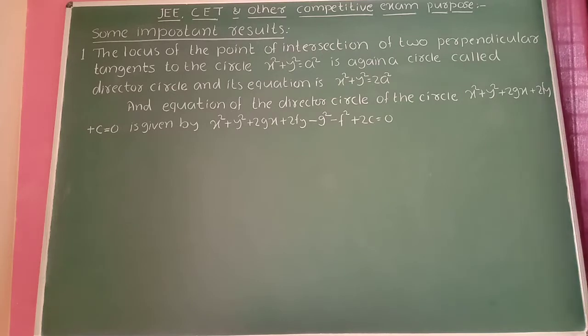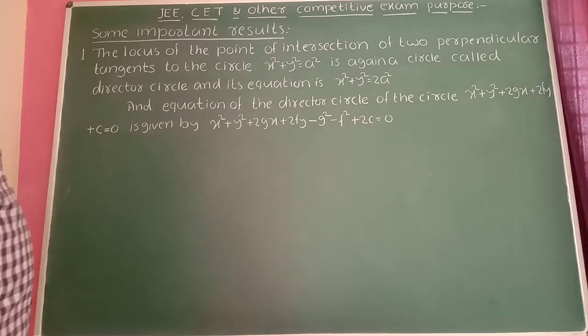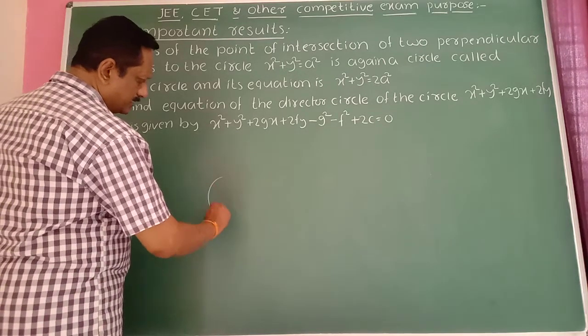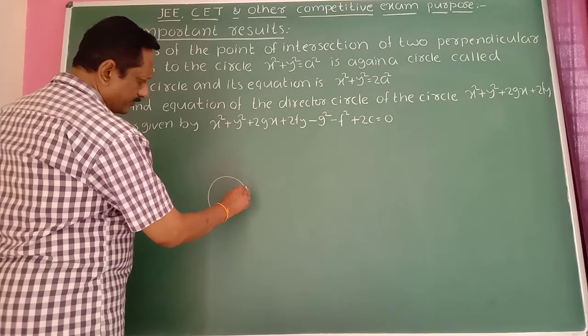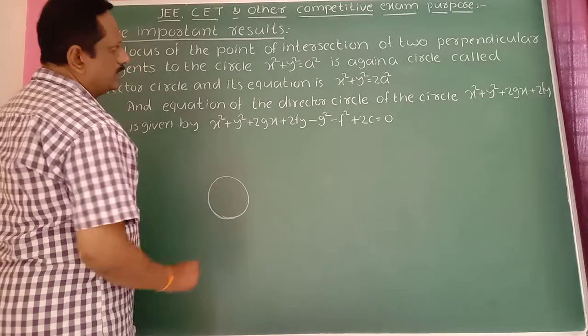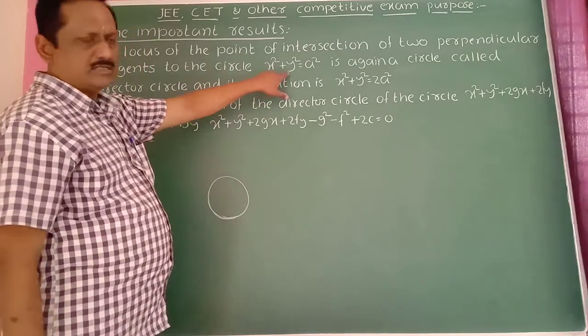Some important results here. The locus of the point of intersection of two perpendicular tangents to the circle x square plus y square is equal to a square is again a circle, called a director circle, and its equation is x square plus y square is equal to 2a square. Means this is a circle here.